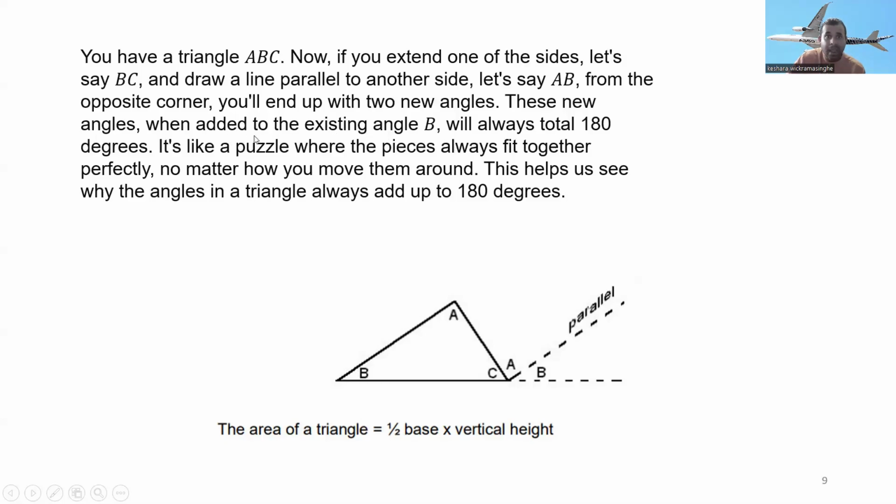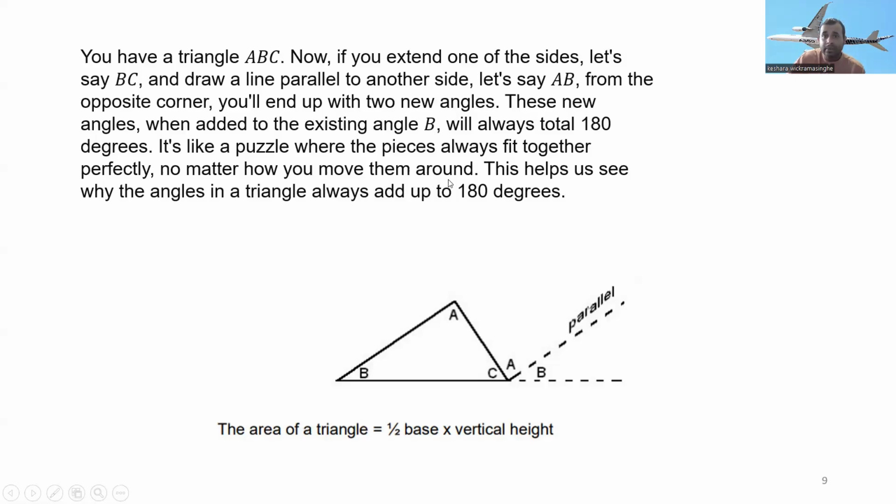These new angles, when added to the existing angle C, always total 180 degrees. It's like a puzzle where the pieces always fit together perfectly.